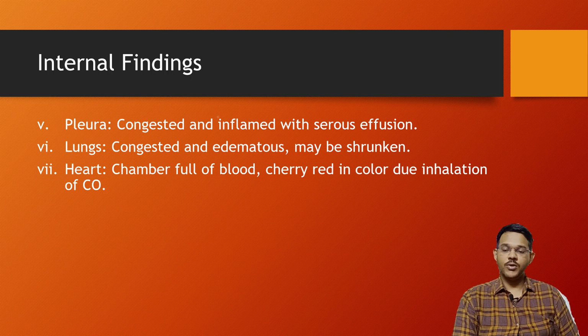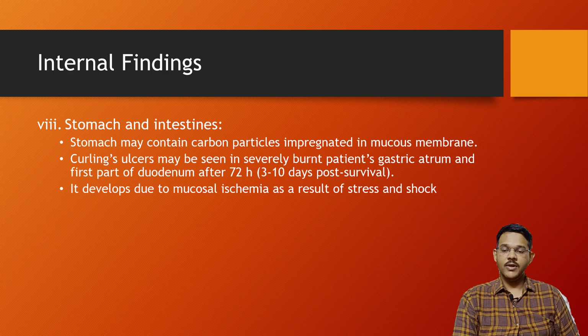Next is the pleura, which is congested, inflamed, and with serous effusion. The lungs may be congested, edematous, and shrunken. The heart chambers may be full of blood, cherry red in color because of inhalation of carbon monoxide. The stomach may contain carbon particles because of inhalation of gases. There may be curling ulcers, typically seen in burns patients who survive.